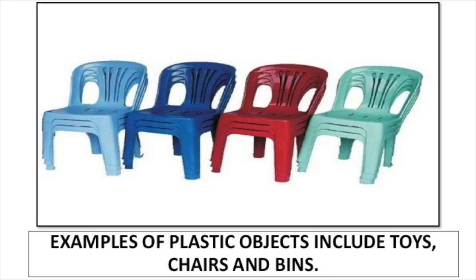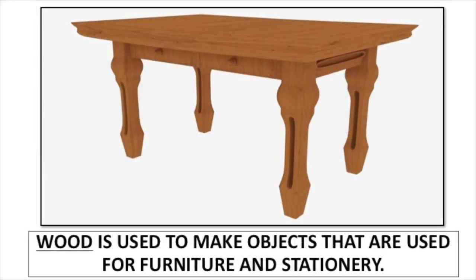Examples of plastic objects include toys, chairs, and bins. Yes. All of the chairs that we are sitting on now in class are made of plastic. They look like this. Wood is used to make objects that are used for furniture and stationery. Yes. Such as the pencil that you write with, or maybe the ruler that you have. Some of them are made from wood.